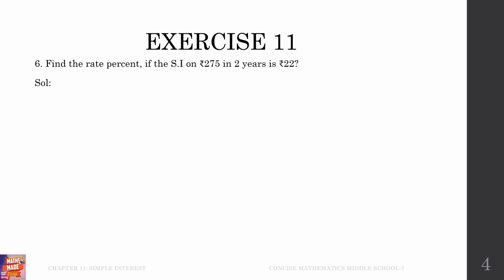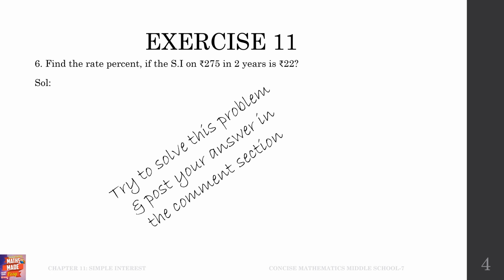Here is your homework for today, children. Find the rate percentage, that is, you have to find the rate, and they have already given us the principal, time, and this is the interest, right? I have already told you what all the given data are. Now just write the formula and substitute the values, and it's done. After doing this problem, just post your answer in the comment section. Always remember, children, practice makes you perfect in maths, so don't miss it. Try this problem. After each of my videos, I will be giving you one homework, and try to solve that problem.